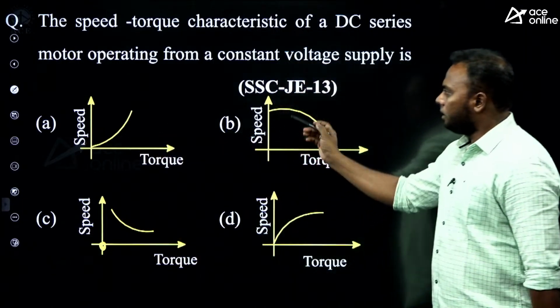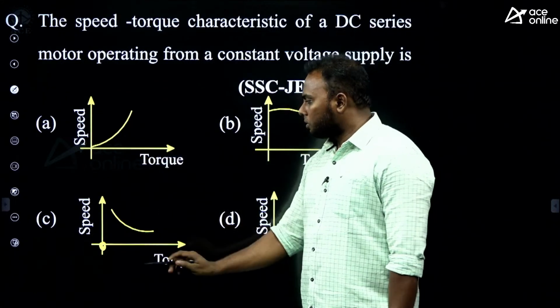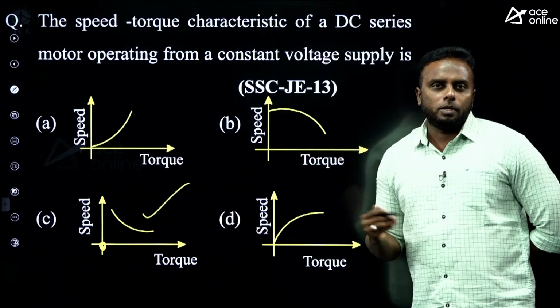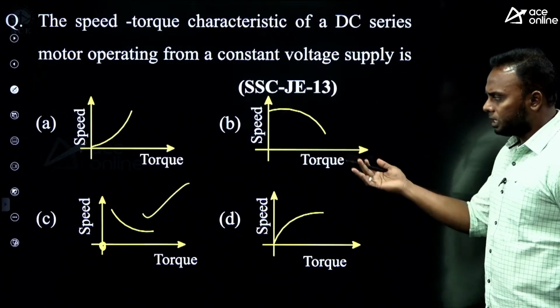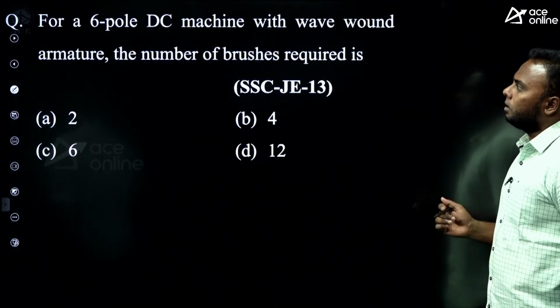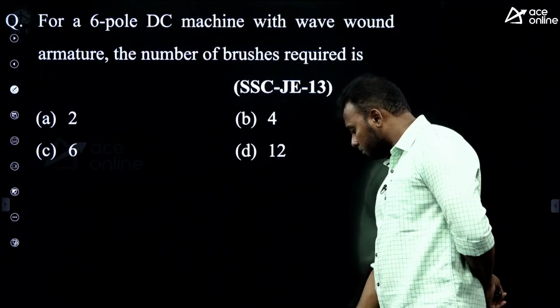And if you see the remaining options, there is some fixed speed, zero speed. So these are wrong. So the answer is option C directly. So in no load condition, the speed will be dangerous. So this is the speed torque characteristic of a series motor. Next.